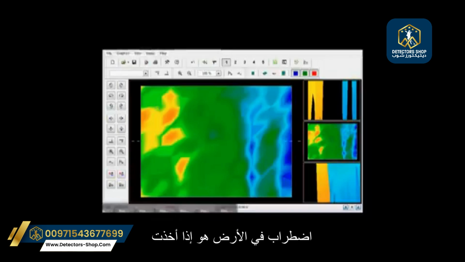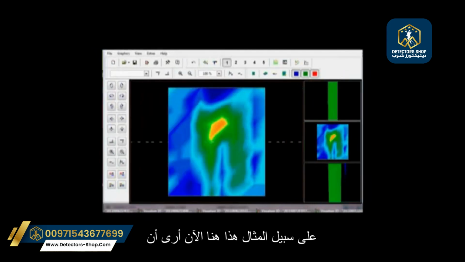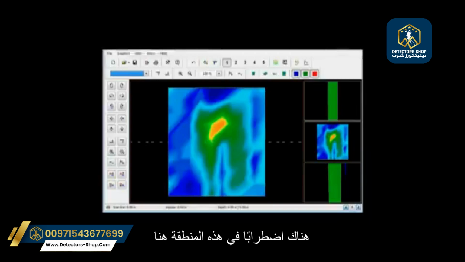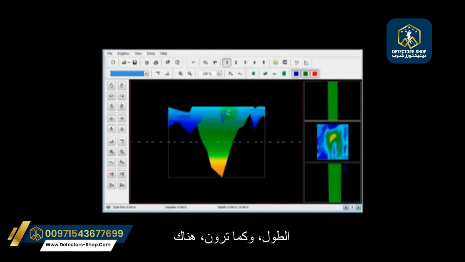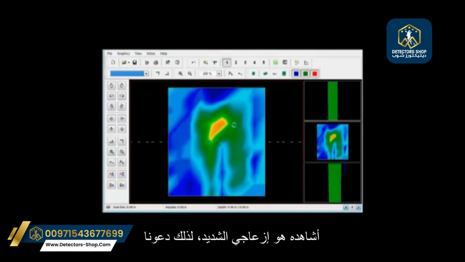And what I mean by a disturbance in the ground is, if I take, for example, this here, now I see that there's a disturbance. This area right here says there's a disturbance, that the area is not normal, it's not even. I come over here to the side and I'm going to minimize my difference in height, and as you see, there's a very strong signal right here. This is this yellow signal right here. Okay, coming back to the top view, that's what I'm looking at as my strong disturbance.